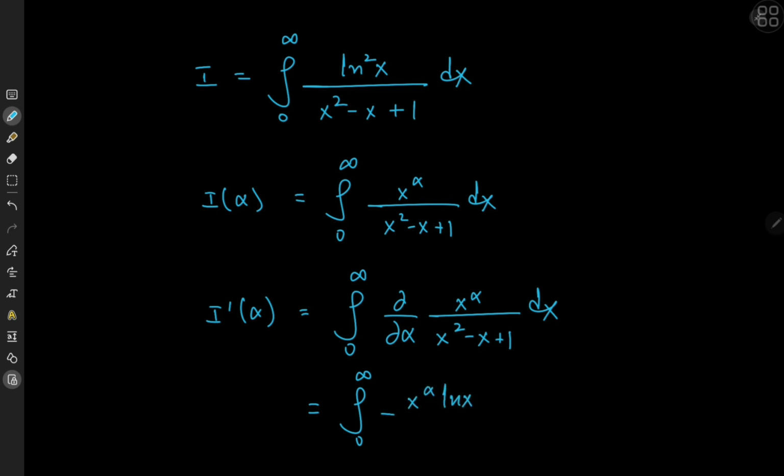And on differentiating, we get the integral from 0 to infinity of x to the alpha times log x, because we're differentiating partially with respect to alpha. So we have x here held as a constant for differentiation purposes. Then we have x squared minus x plus 1 in the denominator.